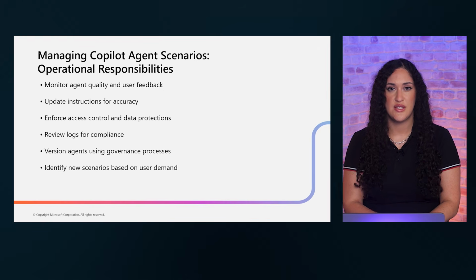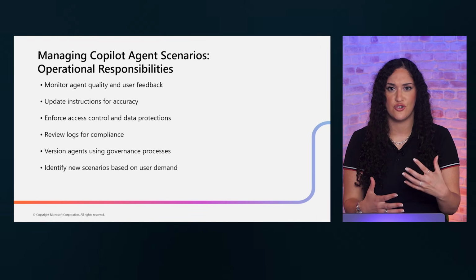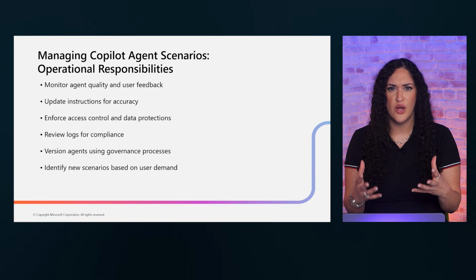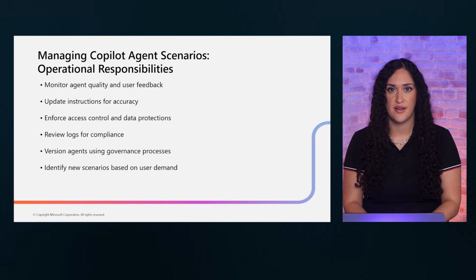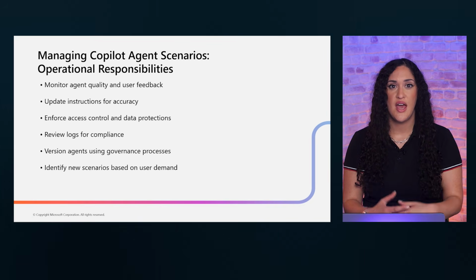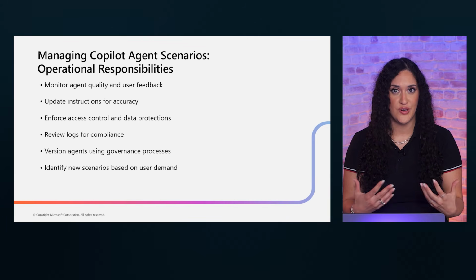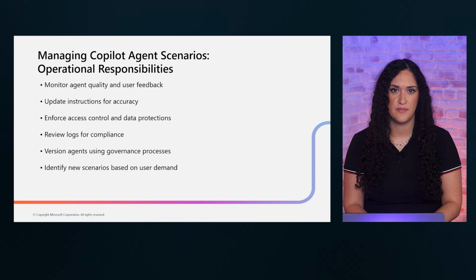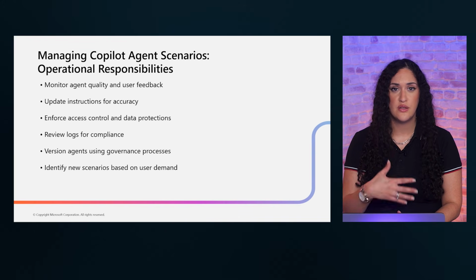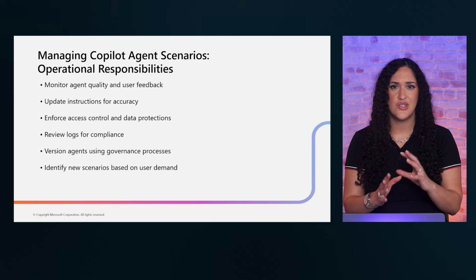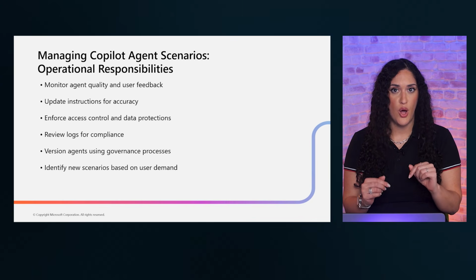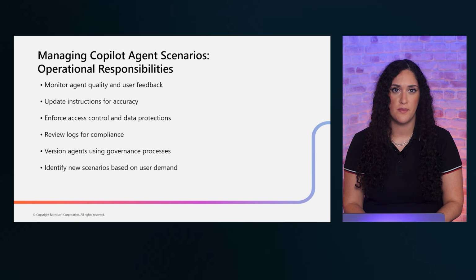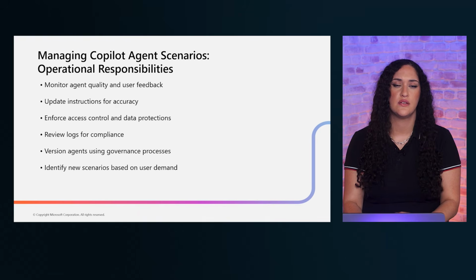Managing Copilot agents is an ongoing responsibility, not a set-and-forget exercise. Your operational duties include monitoring agent quality and user feedback, updating instructions to maintain accuracy, enforcing access control and data protections, reviewing logs for compliance, versioning agents through governance processes, and identifying new scenarios based on user demand. The best practice is to establish a regular cadence for agent reviews, not just when something breaks. Proactive monitoring catches issues before users notice them. And always version your agents so you can roll back if an update causes problems.